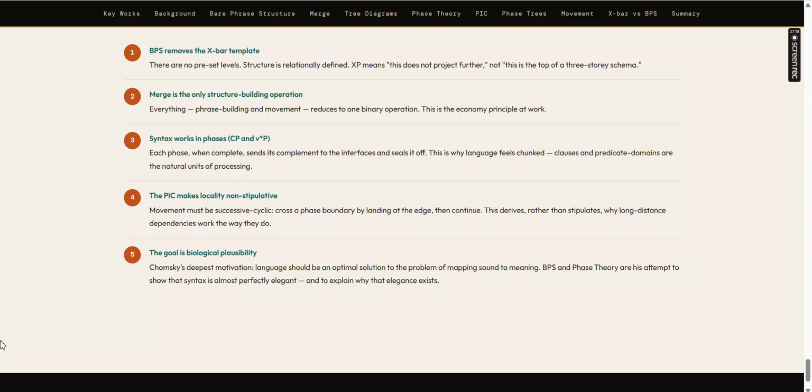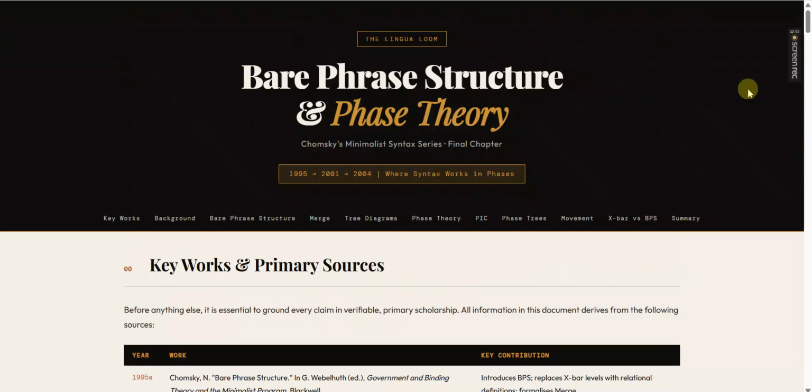Then the goal is biological plausibility. It means that language should be an optimal solution to the problem of mapping sounds to meaning. And with BPS and phase theory, syntax is almost perfectly elegant. Now this is an elegant structure.